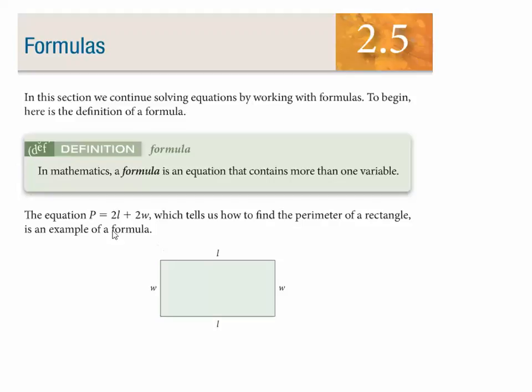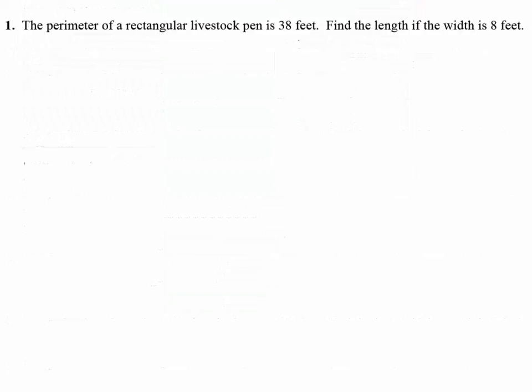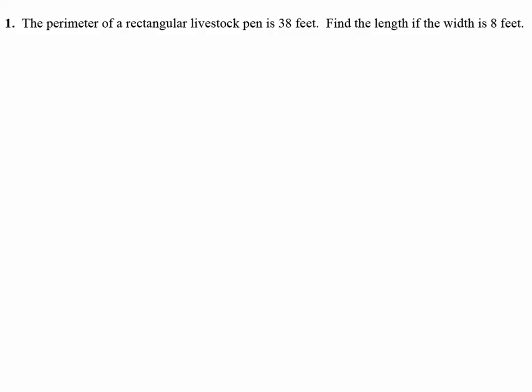A good example is the perimeter formula for a rectangle. You've got the capital P for the perimeter, and the L for the length and W for the width. So in this case you have 3 different variables that you're dealing with. Let's use that particular equation on problem number 1. It says the perimeter of a rectangular livestock pen is 38 feet. Find the length if the width is 8 feet.